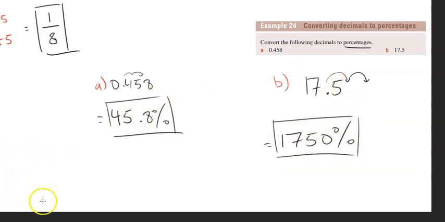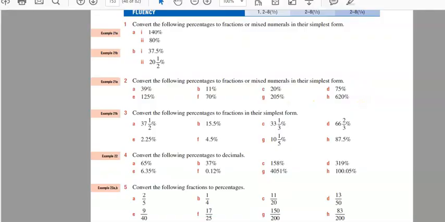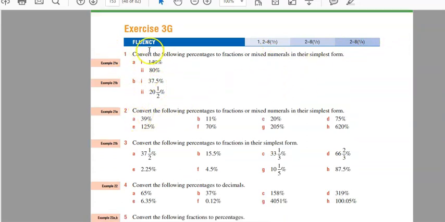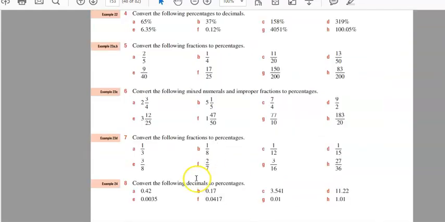That's it for this. Let's have a look at what questions you need to do. According to the weekly planner, which you should be able to find within Compass on our first lesson for the week, 3G, converting fractions, decimals, percentages, tells us which questions you need to do. This is exercise 3G, page 153, questions 1 to 8, or 2 left-hand columns. So for question 1 it'll be these 2 left-hand columns, question 2 these 2 left-hand columns, etc., all the way to 8.